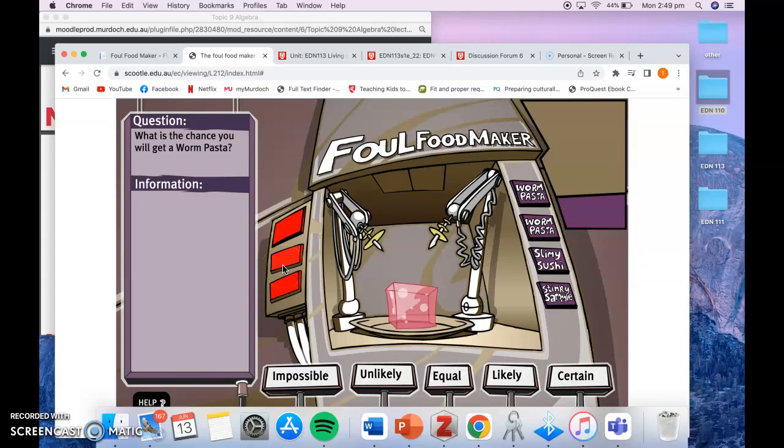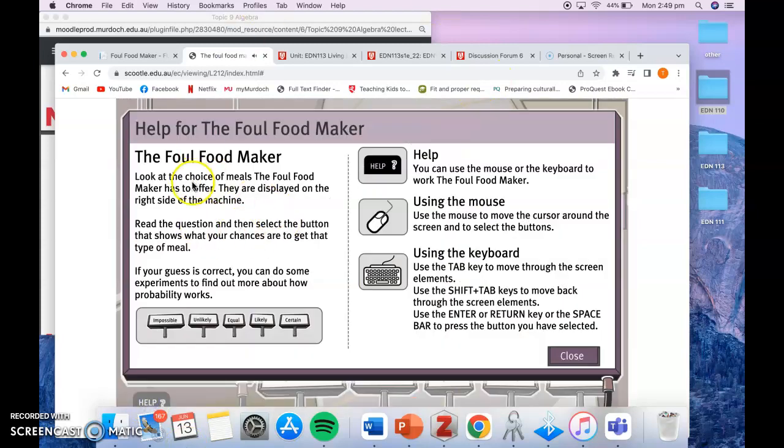Hi everyone, this is me looking at the Fowl Food Maker game. It's an interactive maths game that looks at probability and chance. If you click this little help button down here, it tells you how to play the game.